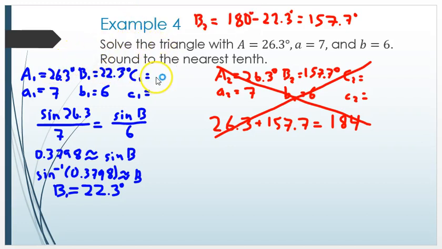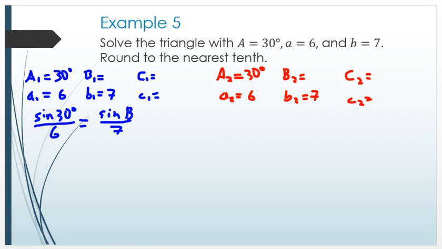So we would subtract them from 180 to get this value. And then we would use law of sines again to solve for the missing side. Remember, solving for the sides is a lot easier for law of sines because you don't have all of this complicated stuff that causes it to split. So 180 minus the two angles to get this value, and then use law of sines to find this value, and you would be done.